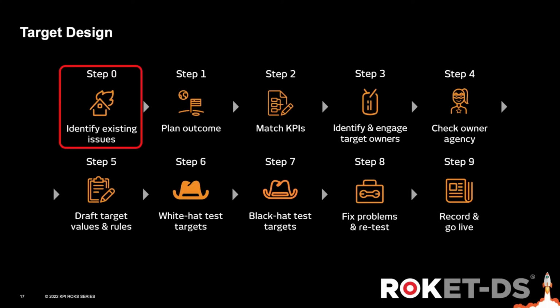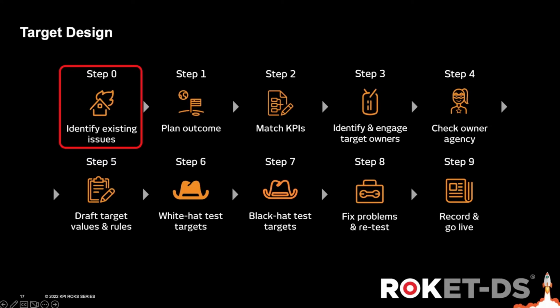In step number 3, you identify and engage target owners. This also came from the enterprise model. You need to identify and engage your stakeholders. You need to have the buy-in. They need to look at your KPIs and work around them. Then you need to check the fourth step, the owner agency. What is this? It is reviewing your KPIs and planned outcomes and checking if your target owners have the necessary skills, time, authority and resources. Don't forget that.